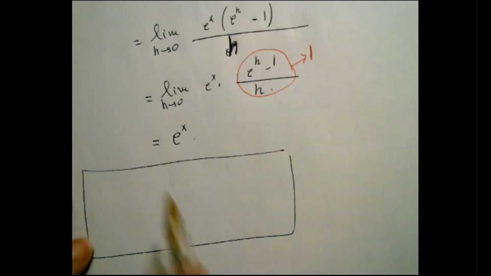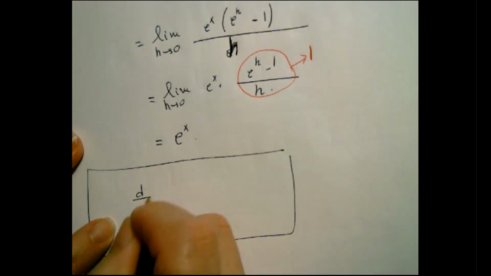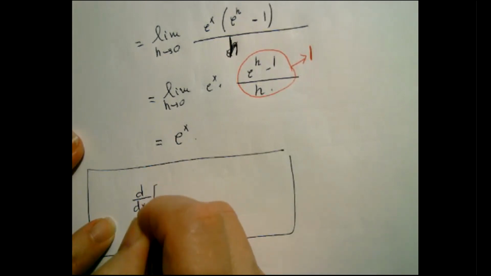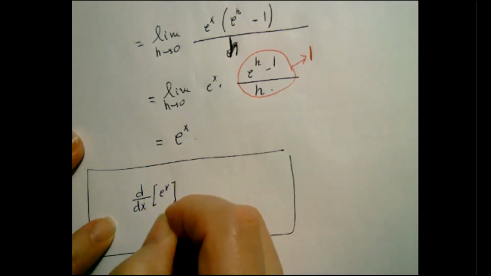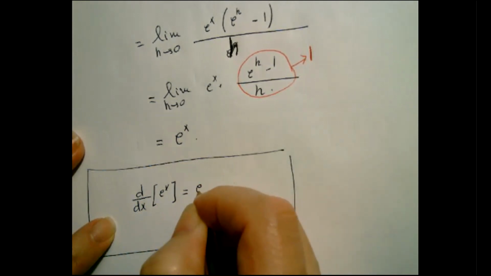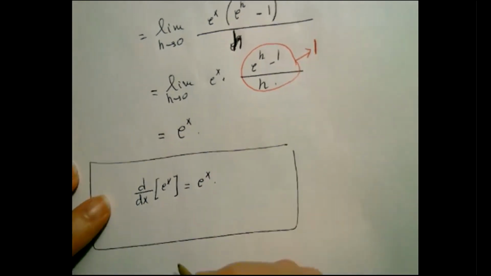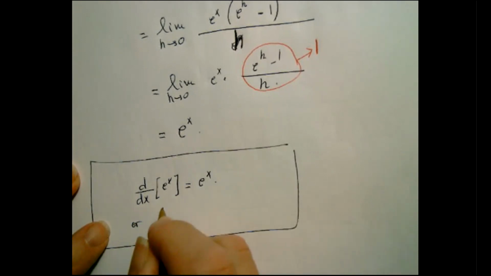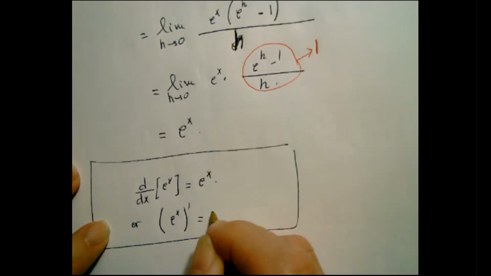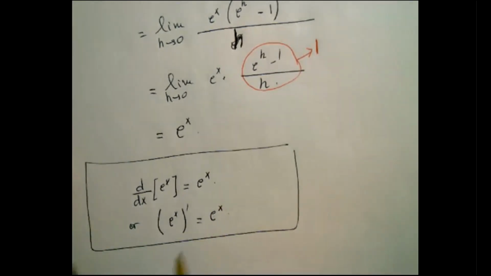So this tells me that if you have the exponential function, the derivative with respect to x of e to the x is equal to e to the x. Or if I use the prime notation, the derivative of e to the x is e to the x. That's the only function in math that has this property.